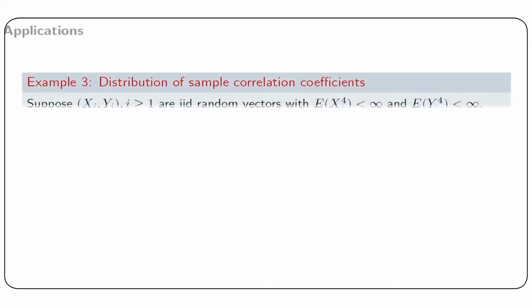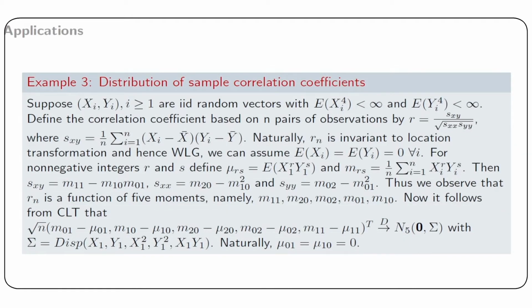Next, we pass on to bivariate distributions. So in our next example, we find the large sample distribution of sample correlation coefficients. So we start with IID random vectors xi, yi with finite 4th order moments for x and y both. So define the correlation coefficient based on n pairs of observations by r equal to sxy divided by square root of sxx multiplied by syy, where sxy is the sample variance covariance measure which is defined as 1 by n summation i from 1 to n xi minus x bar multiplied by yi minus y bar.